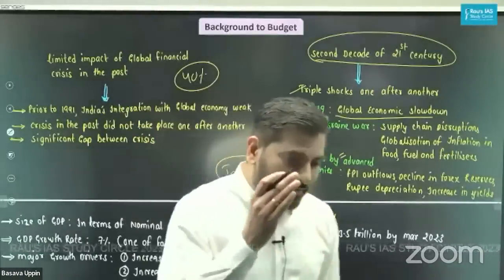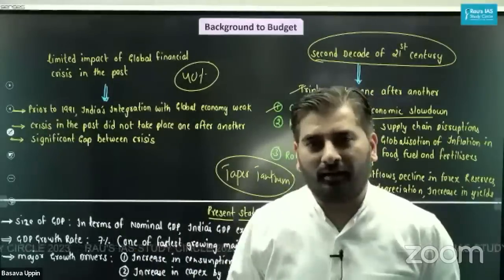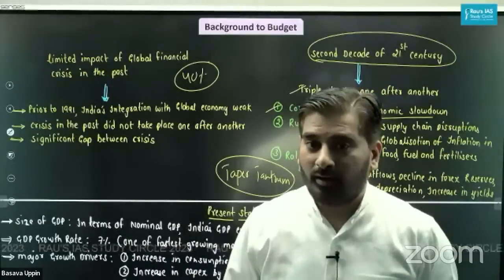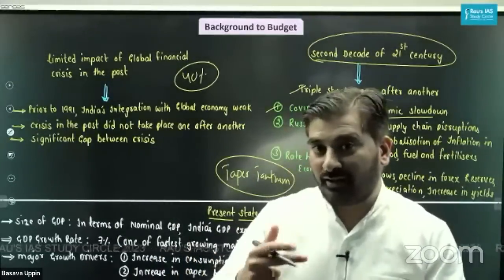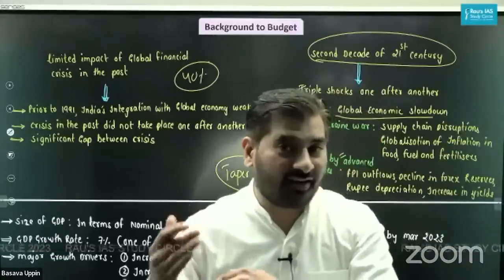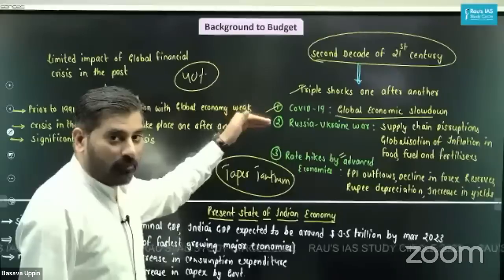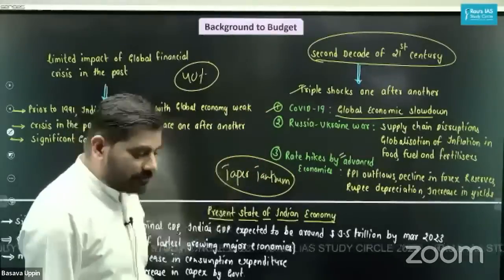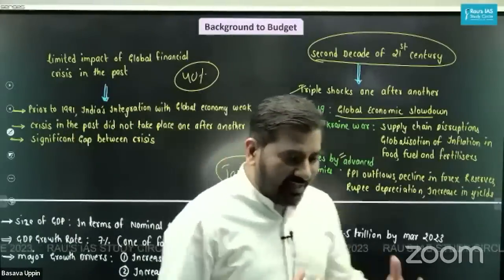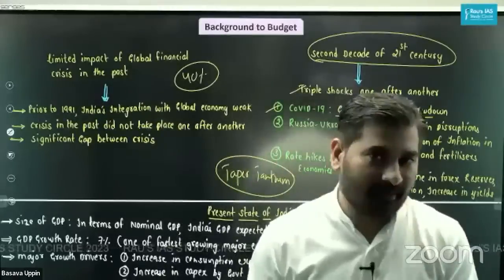So the second decade of the 21st century was different from the previous times. In what way? Previously, whenever a global financial crisis took place, they took place one after another, I mean, with a significant gap. But this time, there was a triple shock. They took place immediately one after another. Because of which the Indian economy's growth has obviously come down.